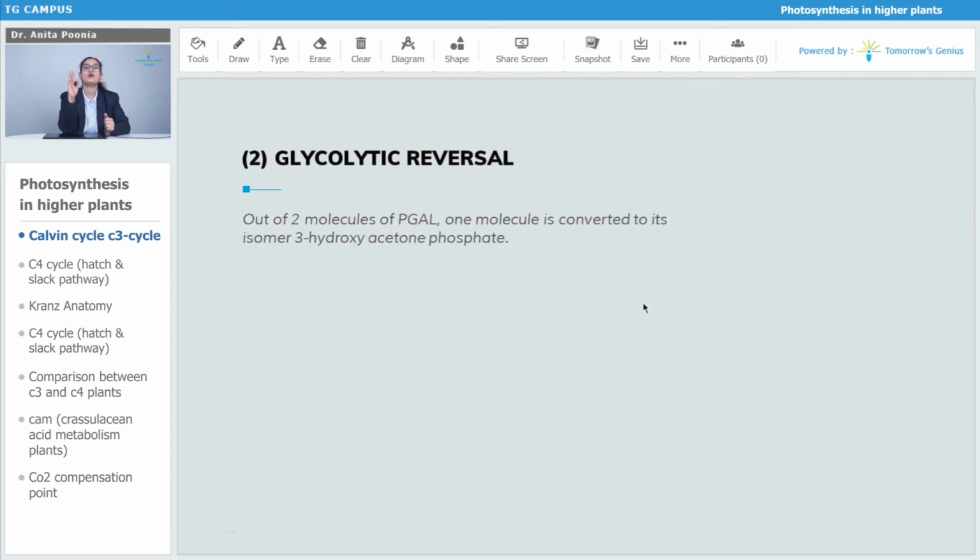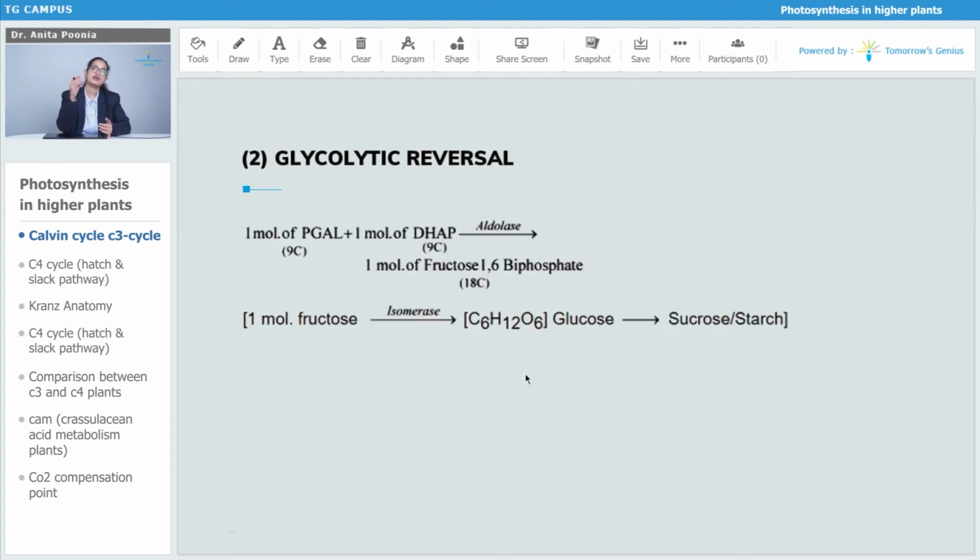Now out of the 2 molecules of PGAL, 1 molecule is converted to its isomer, dihydroxyacetone phosphate. Okay. So here in the glycolytic reversal, 1 molecule of PGAL plus 1 molecule of DHAP, in the presence of aldolase, gives you 1 molecule of fructose 1,6-bisphosphate, which is 6 carbon, and 1 molecule of fructose, which in the presence of isomerase enzyme gives you glucose, which can further convert to sucrose or starch.